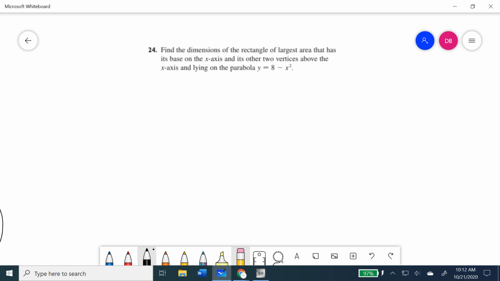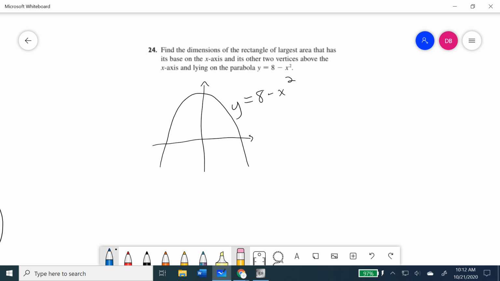Okay, dimensions of the largest area. So we have a parabola, 8 minus x squared. And we have a rectangle inscribed like so. And I'm going to shade it.